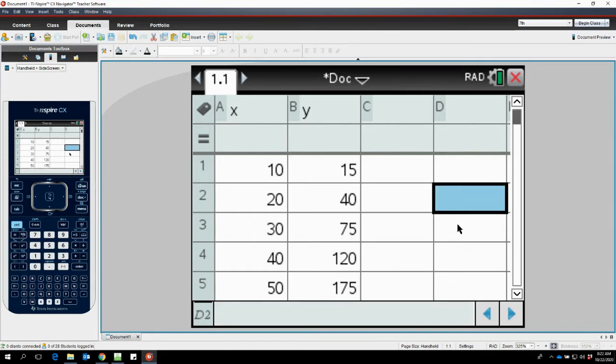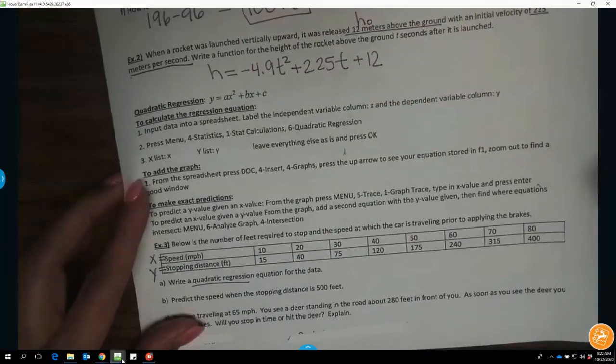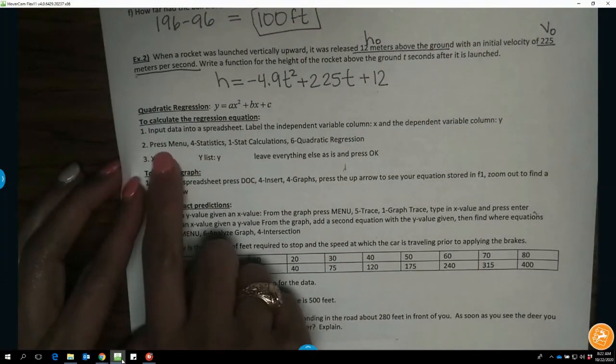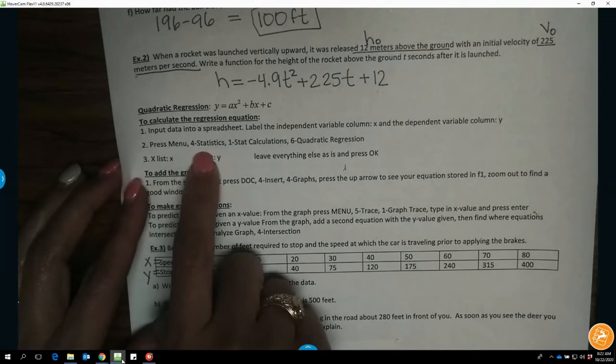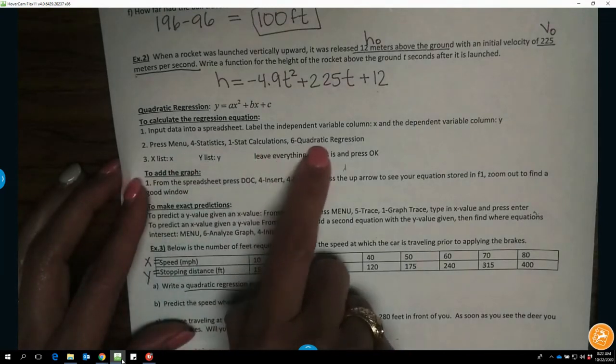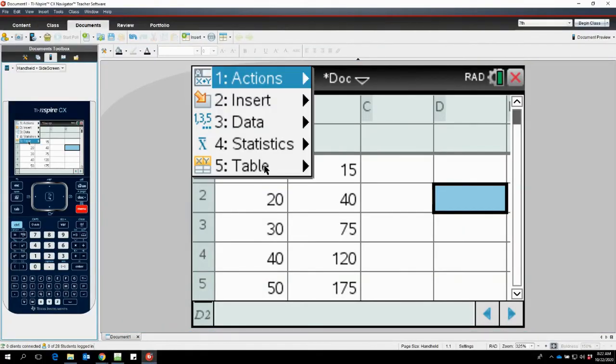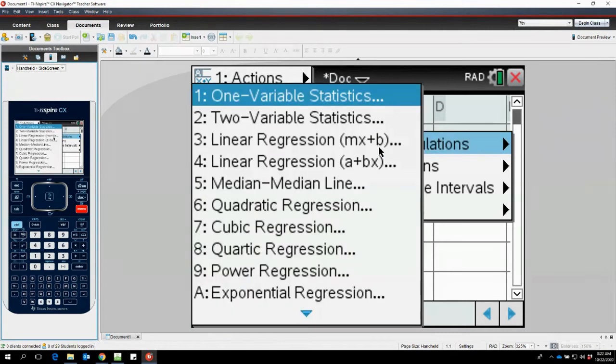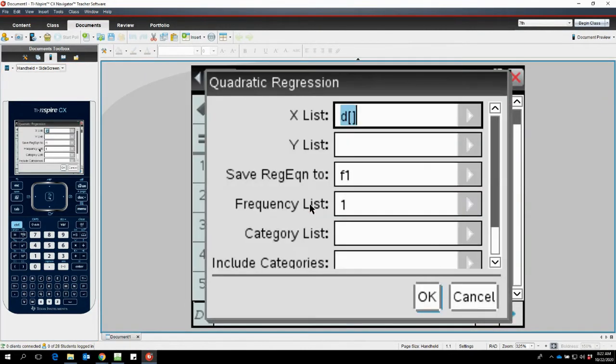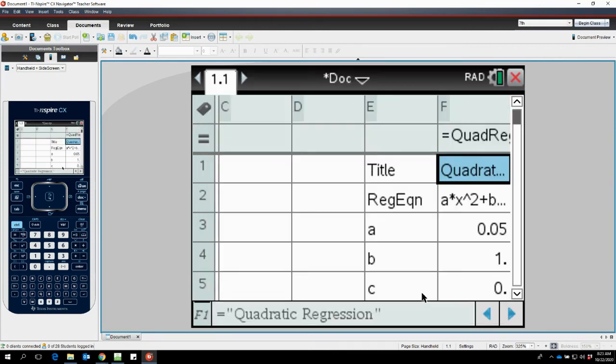Step 2. I'm just reading the notes. Make sure you go through them. Step 2, press menu, statistics, stat calculations, and find the quadratic regression. Okay. Step 3 says for the X list, we called it X. Hit tab. For the Y list, we called it Y, and leave everything else as is. Press OK. Or just press enter.